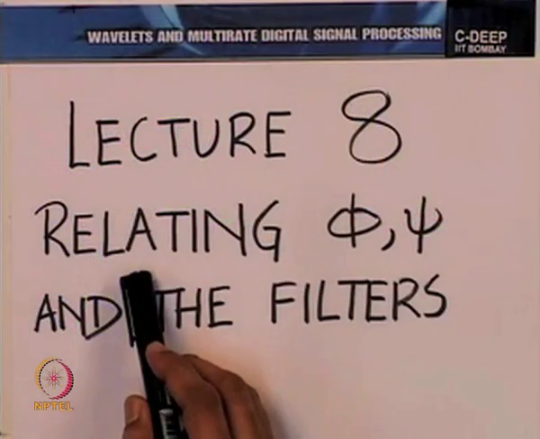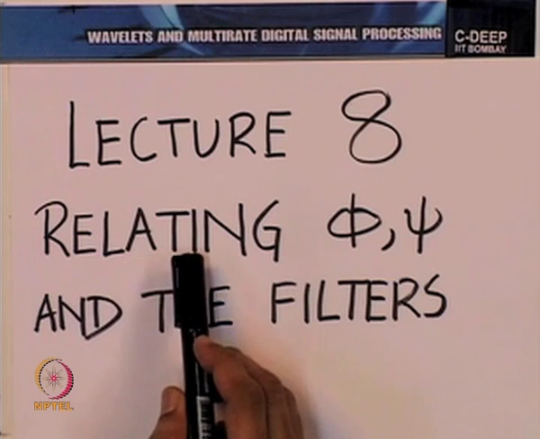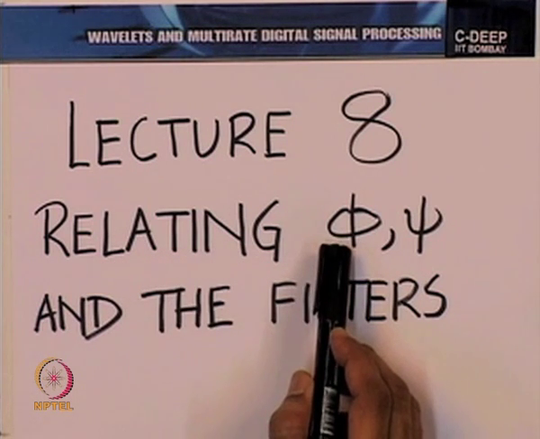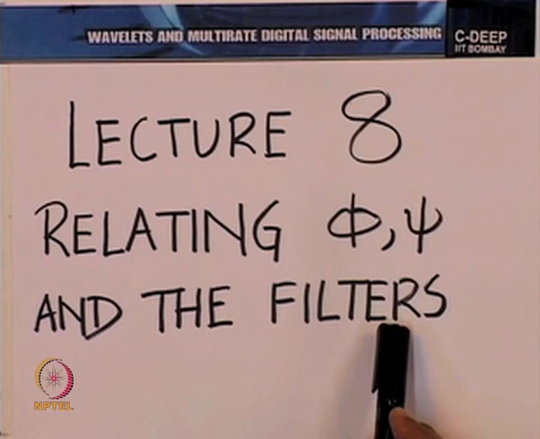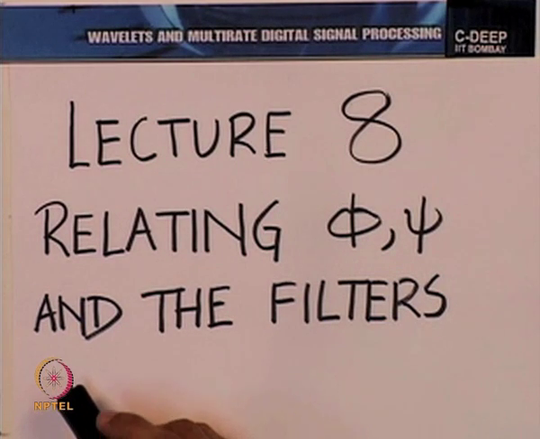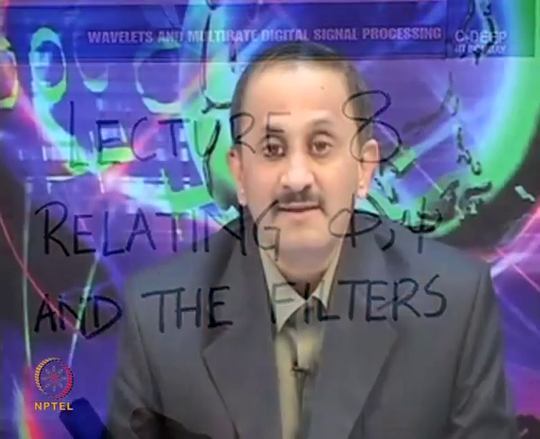So, let me quickly put down what we intend to do in today's lecture. We intend today to relate the scaling function phi, the wavelet psi, and the filters that we talked about in the filter banks, namely the analysis and the synthesis filter banks. Towards that objective, the first step is putting down a generic structure for the analysis and the synthesis filter banks.